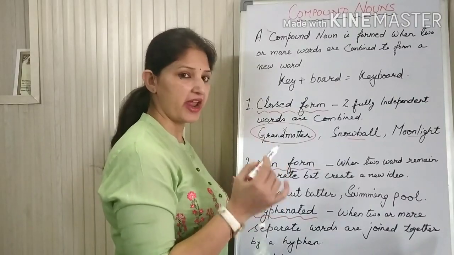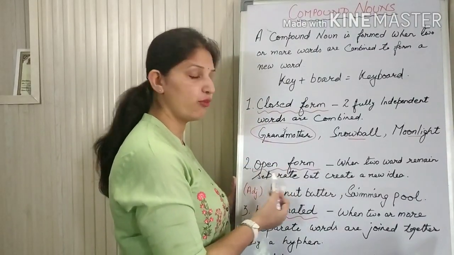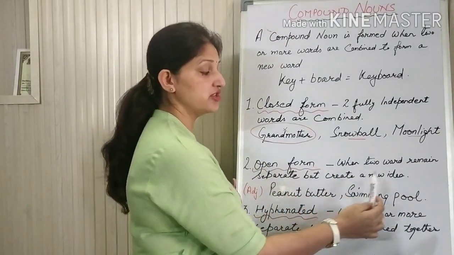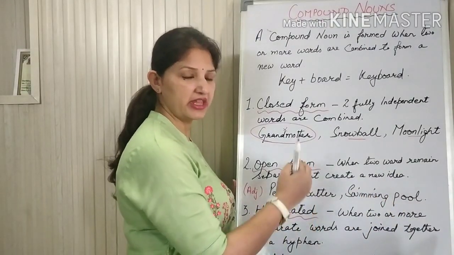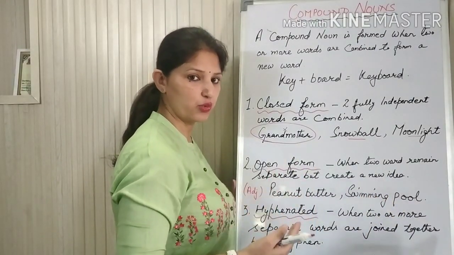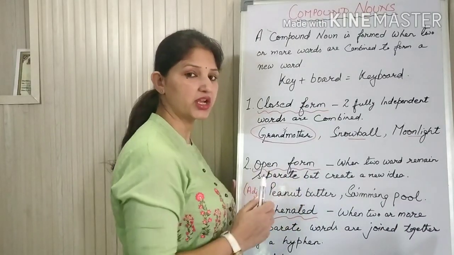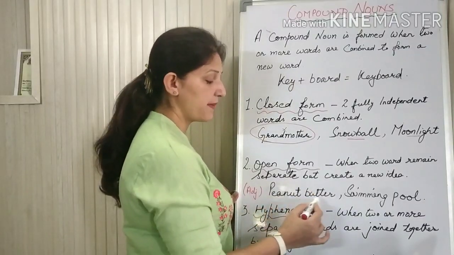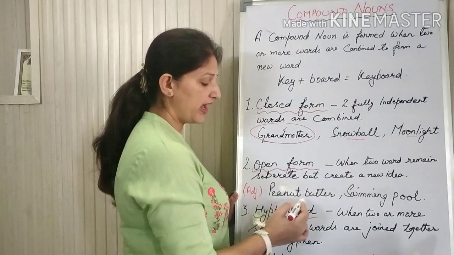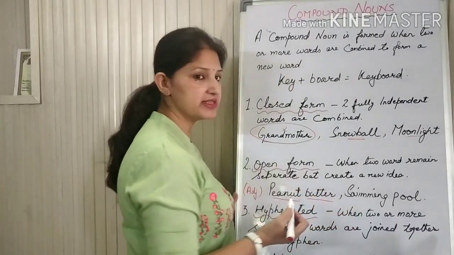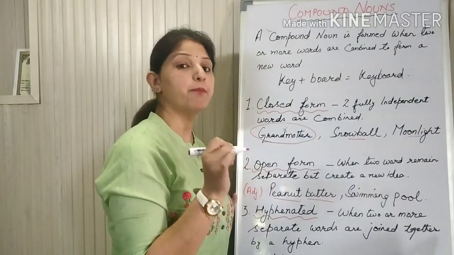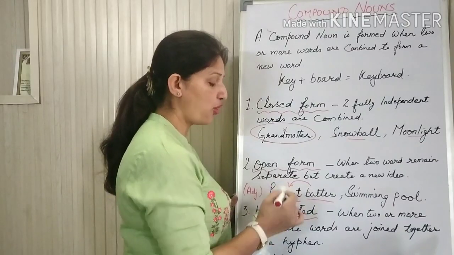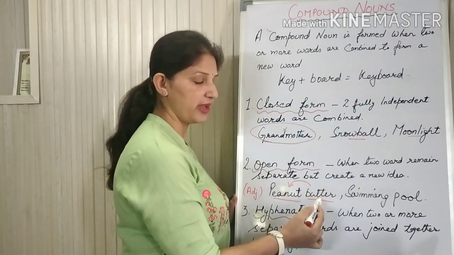Words which are having space in between are called the open forms, right? When two words remain separate but they are again creating a new idea, a new word, it is called an open form of the compound nouns. Now here you can see in the example, the words peanut and butter. By saying peanut butter, it means the butter in which there are peanuts, right? So the name given is peanut butter. So this peanut noun is describing the butter.